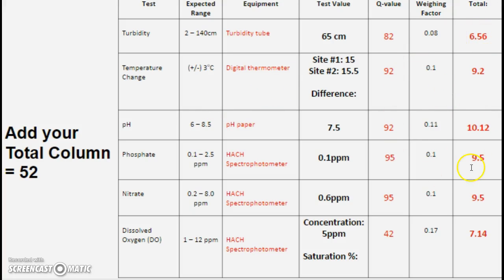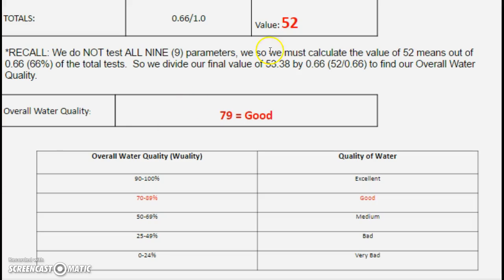This is what my whole data column looks like, and I want to go to my totals column. I add this whole column right here. These are the values that I'm adding together, and I get this value of 52. And here's where it comes into play. The value of 52 means something.